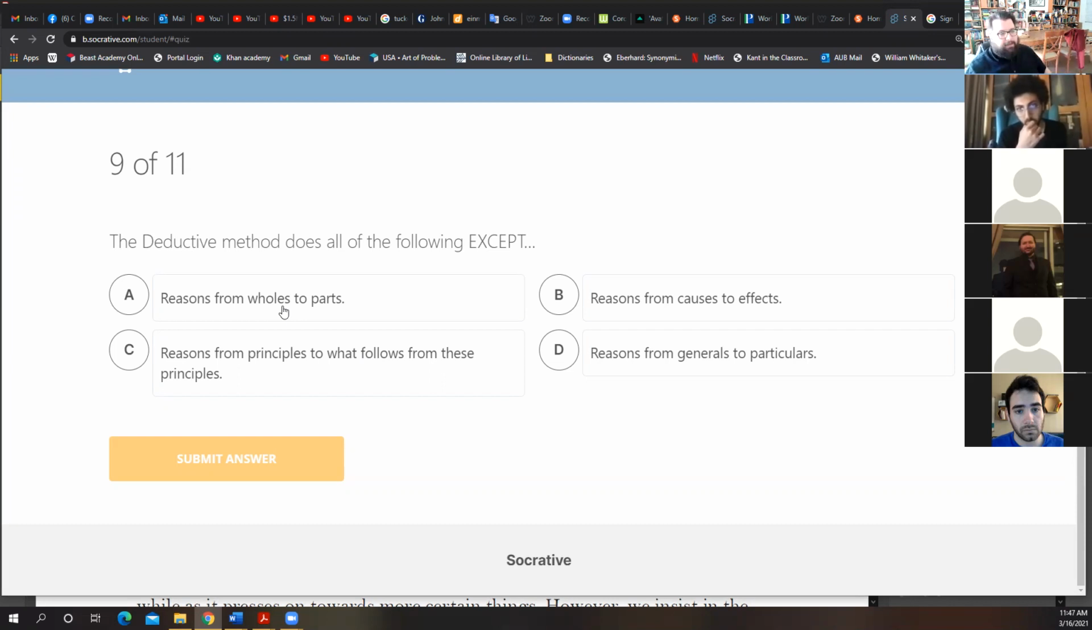So that's the idea. But we can go here. B, reasons from causes to effects. Remember, we said induction goes from effects to causes, right? This is actually why I thought it's not B. Yeah, I mean, B, deduction goes from the causes to the effects.